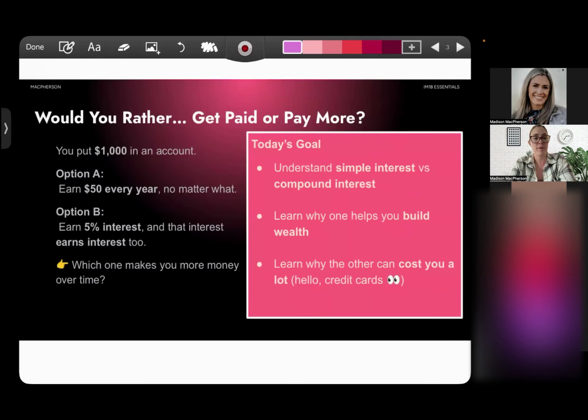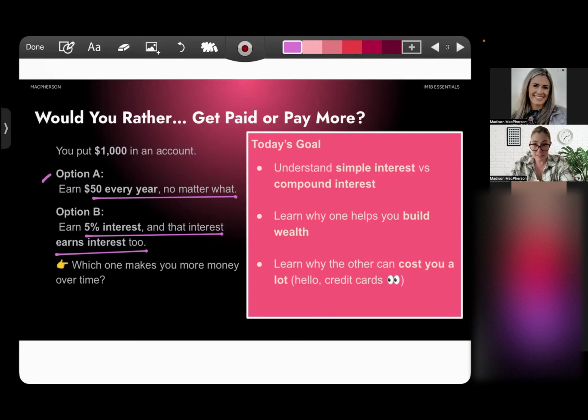All right, here is our warm-up question. Would you rather get paid or pay more? Let's see. So if you put $1,000 in an account, let's just say you put it in a savings account. You have two options. Option A is earn $50 every year, no matter what. And option B is earn 5% interest, and that interest earns interest too. So every year you earn 5% on whatever's in that account. Which one would you rather do?